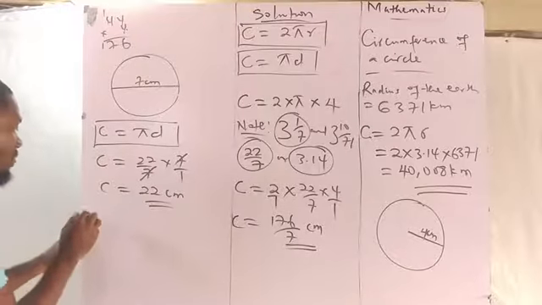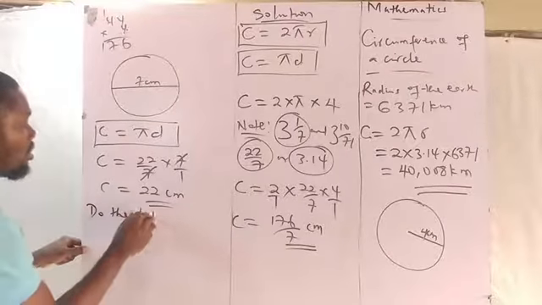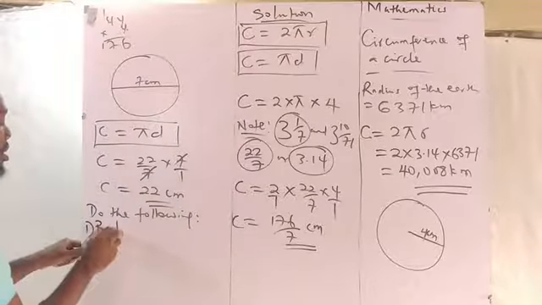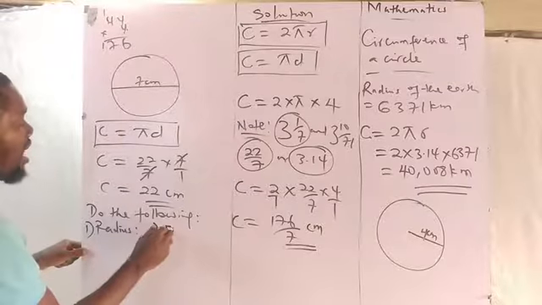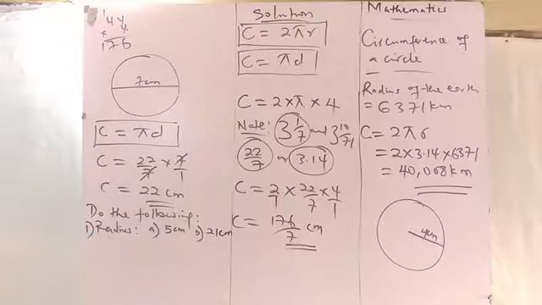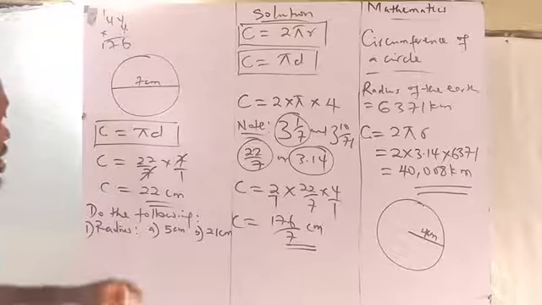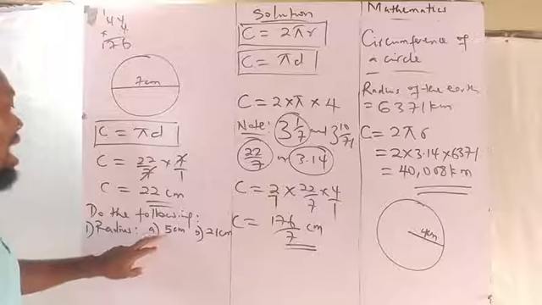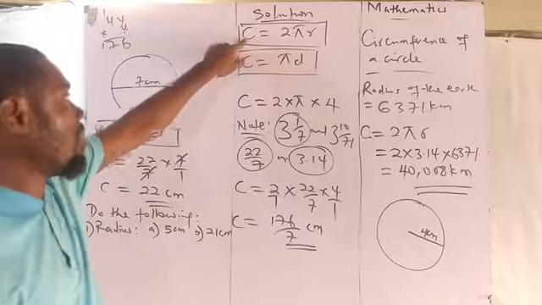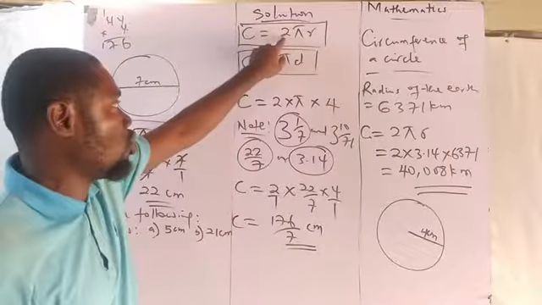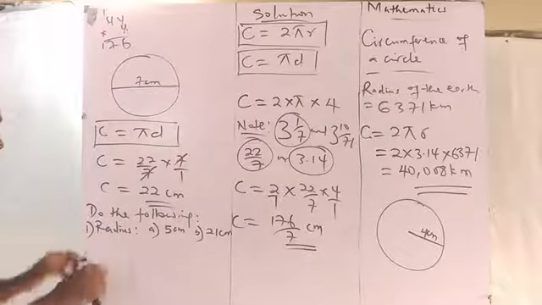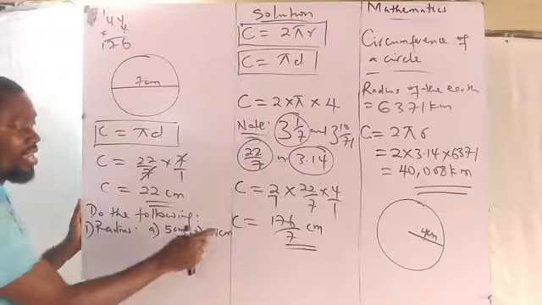Now you do this yourself. Do the following. If the radius is A, 5 centimeters, B, 21 centimeters, calculate the circumference of the circle that has a radius of 5 centimeters and that of 21 centimeters. It means you'll be using the first formula, C is equal to 2 pi r, because what I gave to you is the radius, A 5, B 21.